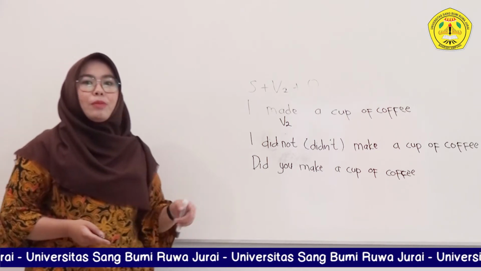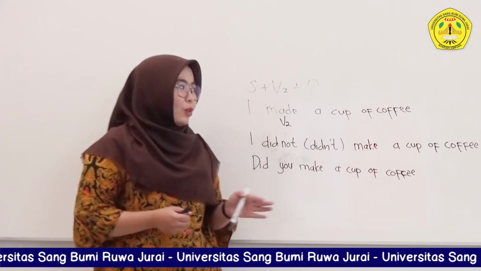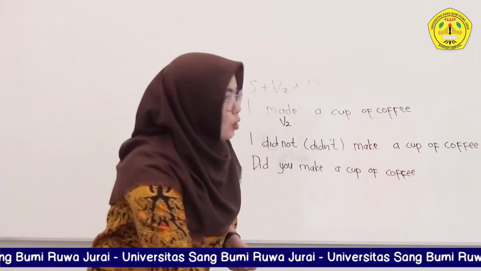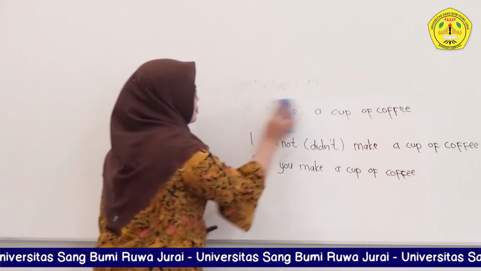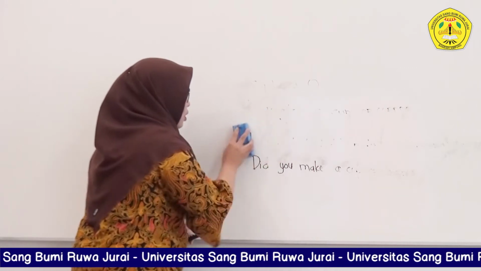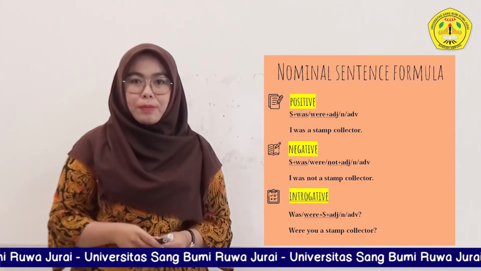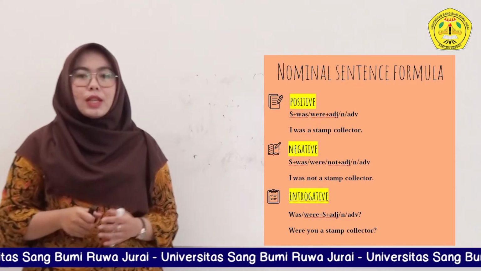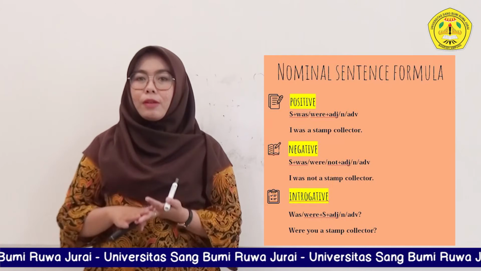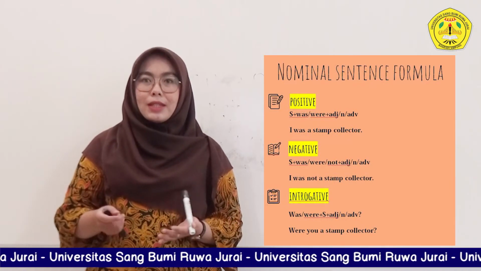Okay, so now we move to how to make a nominal sentence formula. I mean, the way to make a nominal sentence. This is the formula. If in a verbal sentence we use a verb, now we will use a noun or adjective or adverb in a sentence, or we call it a nominal sentence.